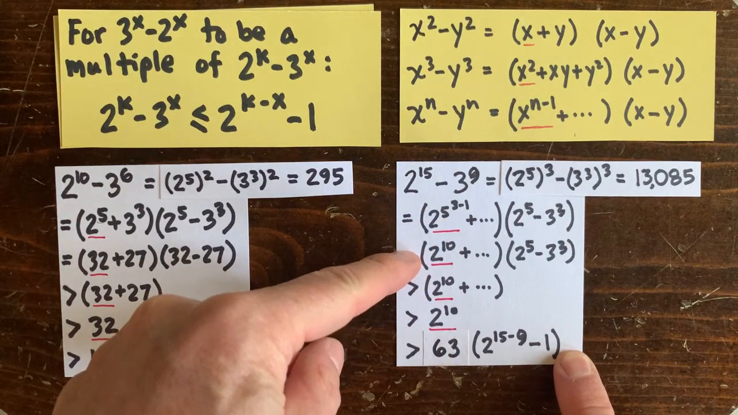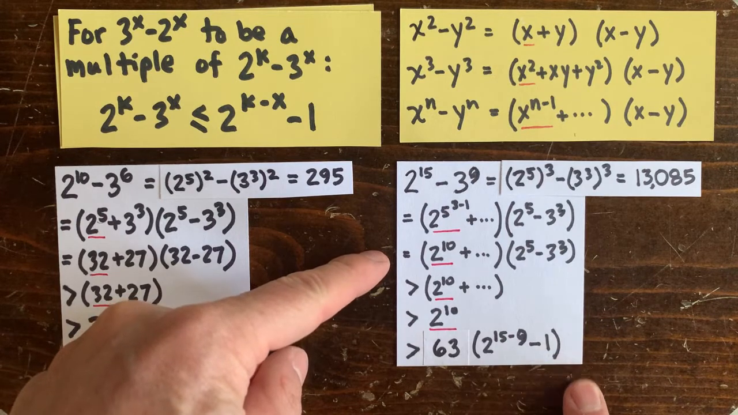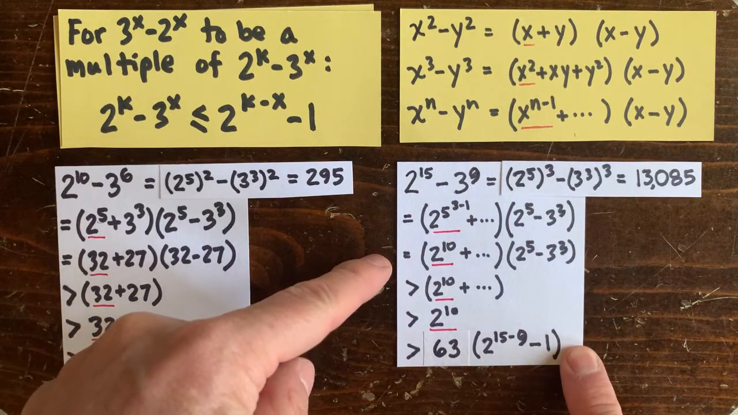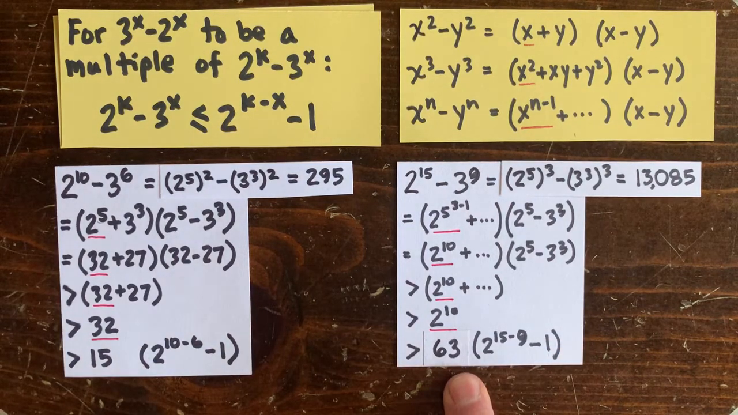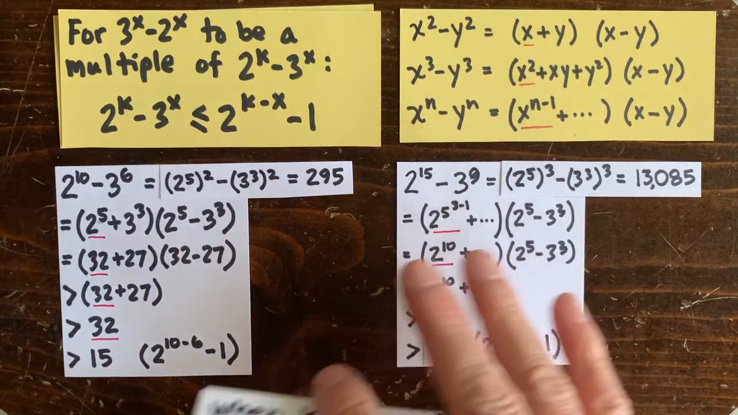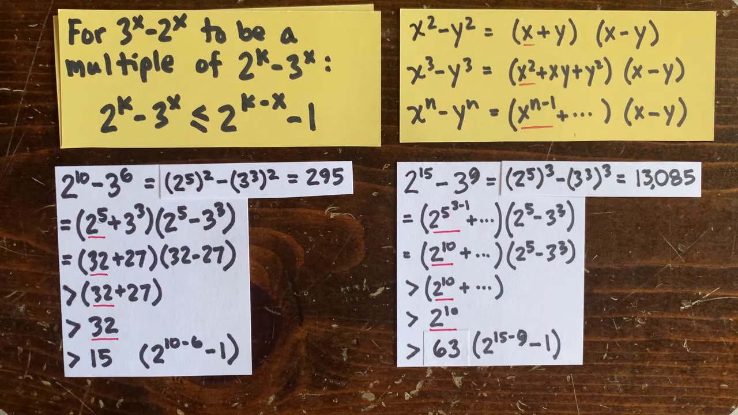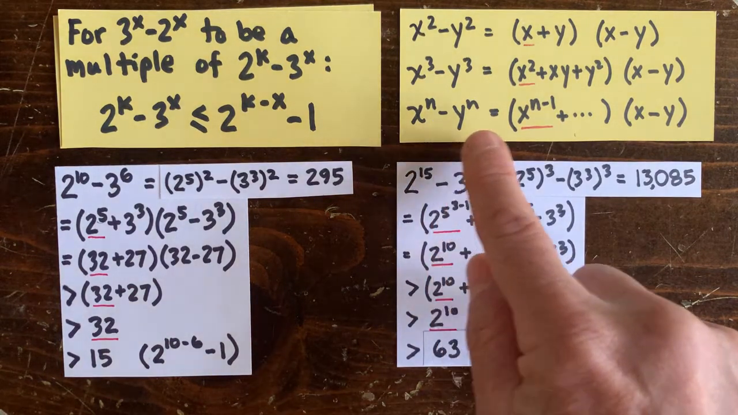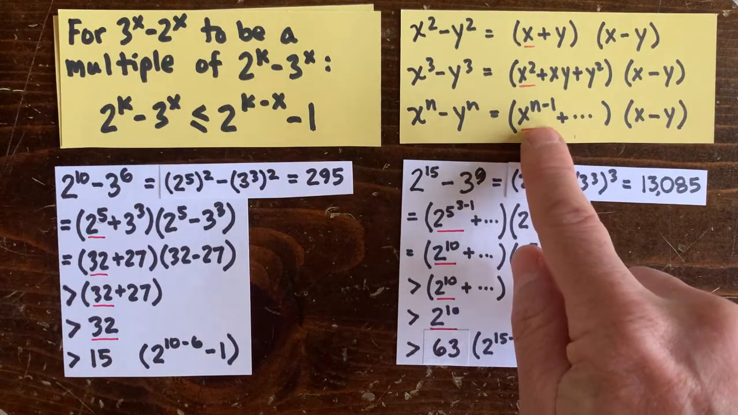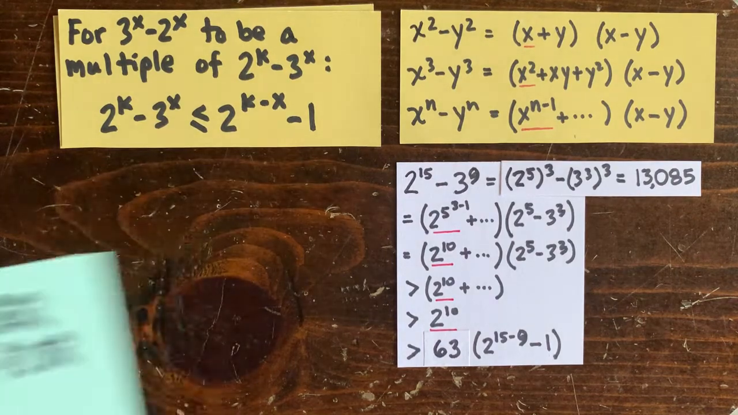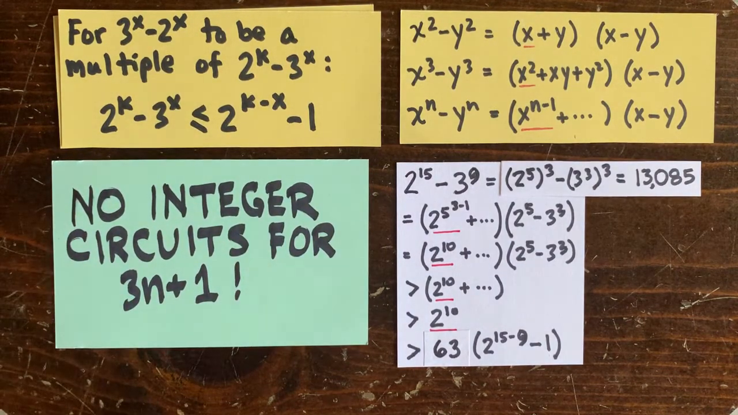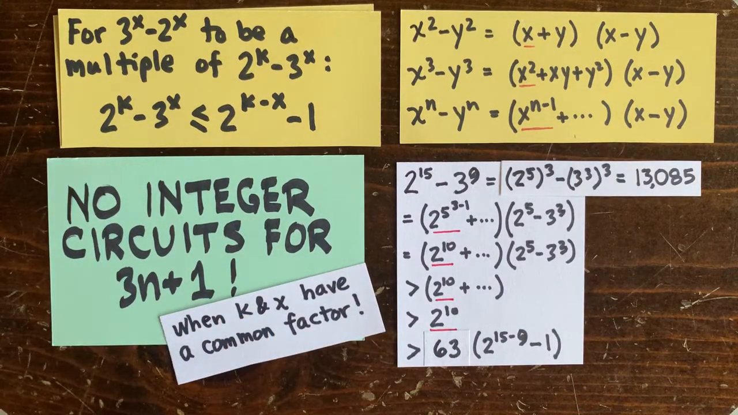We can follow the same idea. So for example, here 2 to the 10th, underscored in red, is plenty big enough to exceed 63. And this reasoning works in all the cases. Sometimes we don't even just have a difference of squares or a difference of cubes, so we have something bigger, and we know that any x to the n minus y to the n can be factored like this. Okay, so no integer circuits when k and x have a common factor. That's actually about 39% of all the choices we can make for x and k.